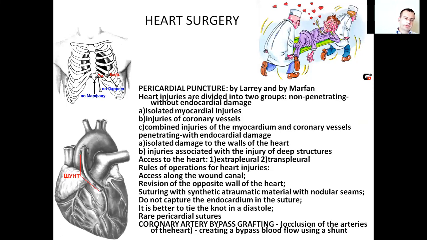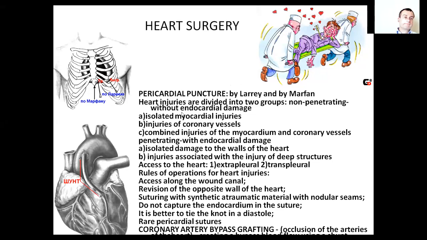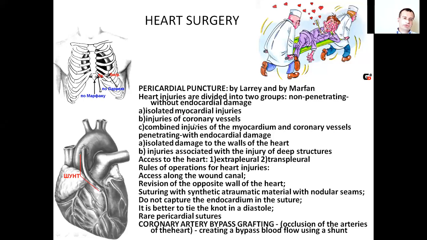Heart surgery: pericardial puncture, Bailey and Marfan. Heart injuries are divided into two groups: non-penetrating without endocardial damage, and isolated myocardial injuries, injuries of a coronary vessel, combined injuries of the myocardium and coronary vessels; and penetrating with endocardial damage.